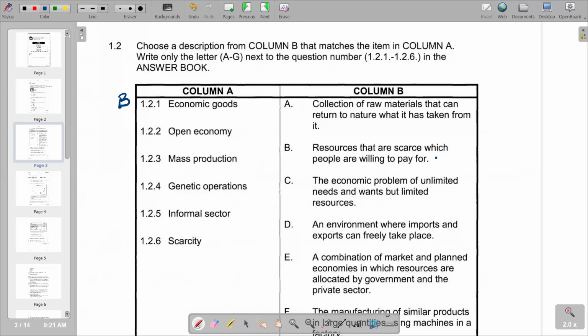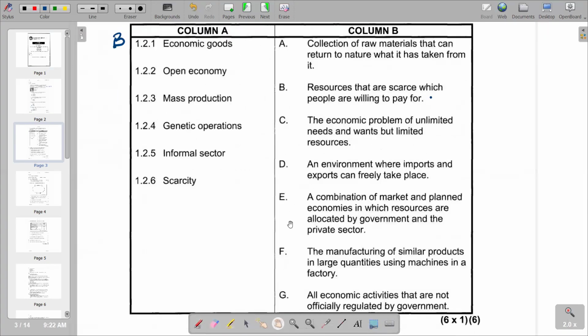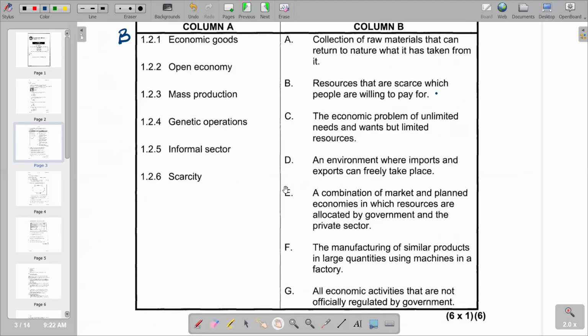And moving on to the next, we've got 1.2.2, open economy. You know that an open economy is an economy that engages in trade with other countries. In other words, they export and import. So if you go to our responses in column B, you see that they range from A to G, so you can choose the correct response that we have there. If you go to D, it's an environment where imports and exports can freely take place. So we have D as the correct response for open economy.